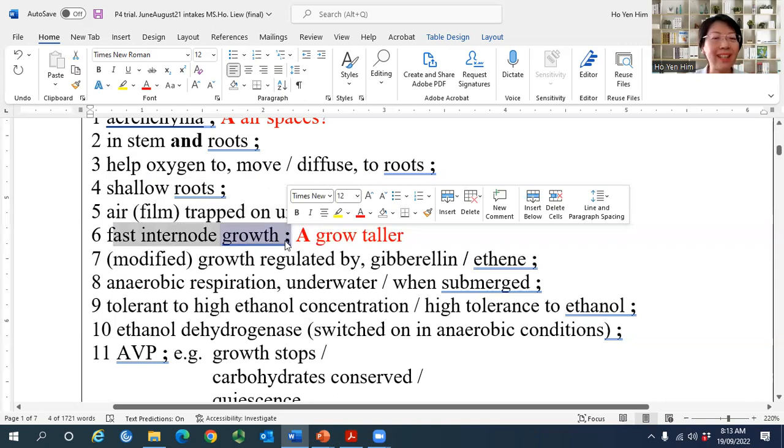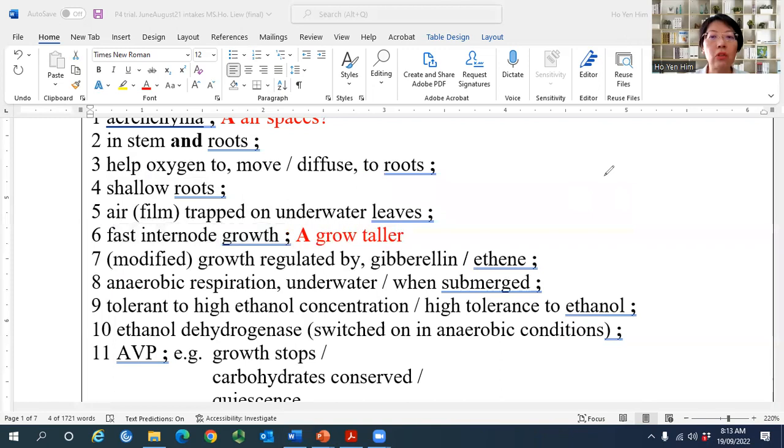So the moment the plant is submerged in water, it has to grow taller. If this is a plant, the young seedling, and then the leaf, the moment there's water, the plant will have to quickly grow taller so that there are parts exposed to the air to get enough oxygen and sunlight. So you have to grow taller. So very fast internode growth.